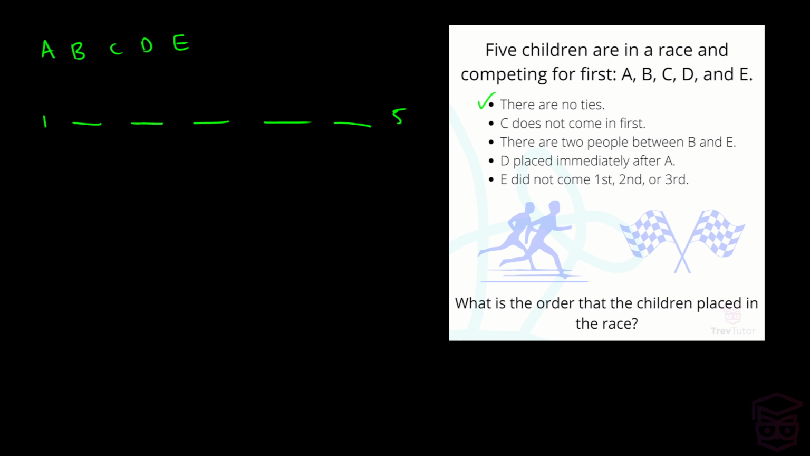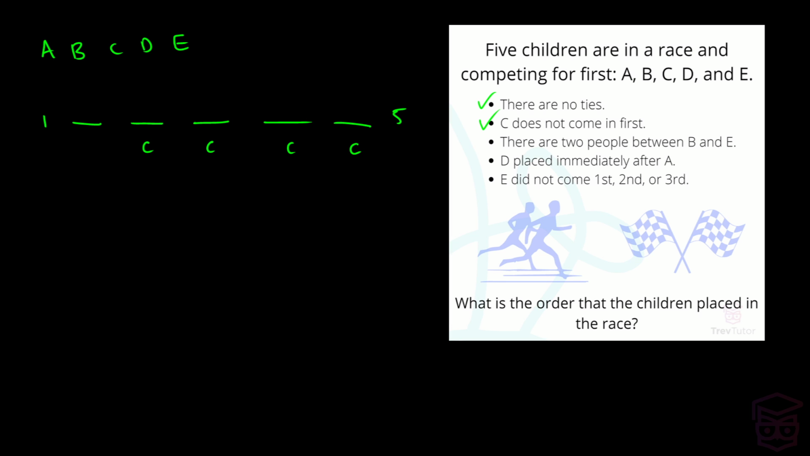C does not come first. So there's 2 ways we can annotate this. We could say C is not first and put a line through it, or we could say, well, C can be in one of these 4 positions. Okay. I prefer this way because I can see what all the options are for C.